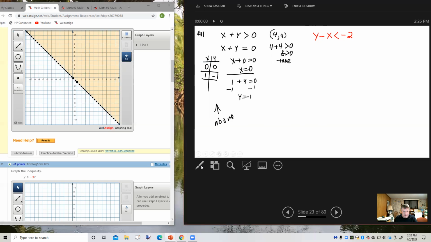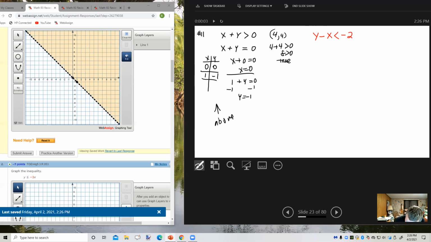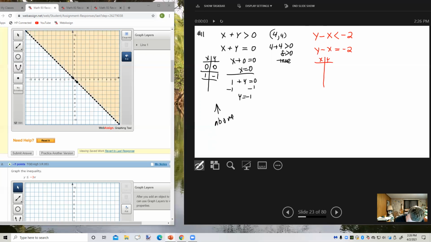All right, let's go back here and do the red inequality. So we'll look at the related equation. We'll find the x-intercept. So I get 0 minus x equals -2, negative x equals -2, divide both sides by -1, x equals 2. And let's let x equal 0 to find the y-intercept. Y minus 0 equals -2, y equals -2.